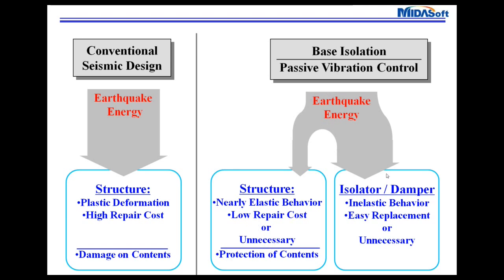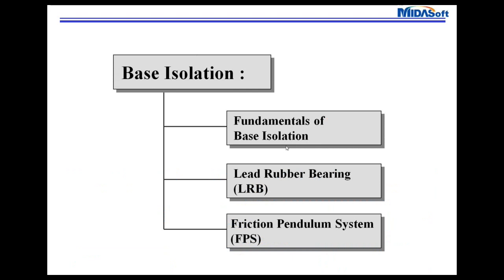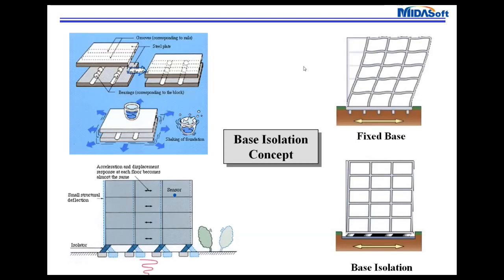So learning how to model these isolators and dampers and how to create a simulation with them is very key, especially for bridge models. Let's talk more about base isolation. Let's talk about some basic fundamentals, and then we'll talk about the lead rubber bearings and then the friction pendulum system. These are the three main topics when it comes to base isolation. And as I said, both of these can be modeled in MIDAS Civil.